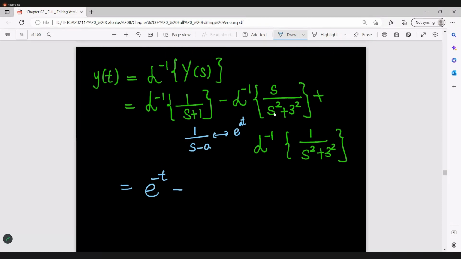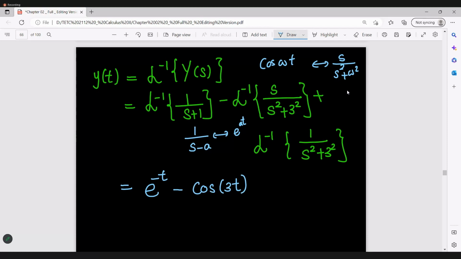S over S squared plus 3 to the power 2. If we have S over S squared plus omega squared, then that is the Laplace transform of cosine omega t. But here we have S over S squared plus 3 squared. So the value of omega is key. Value of the omega is what? It is 3. So we can write this as minus cosine 3t.